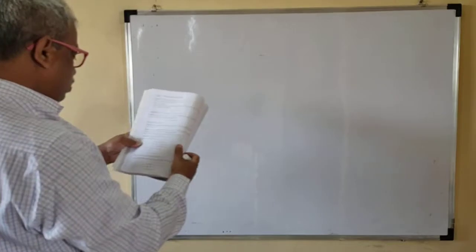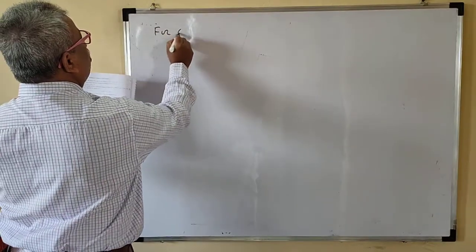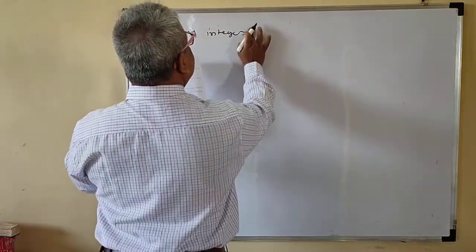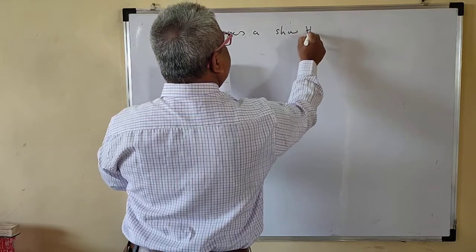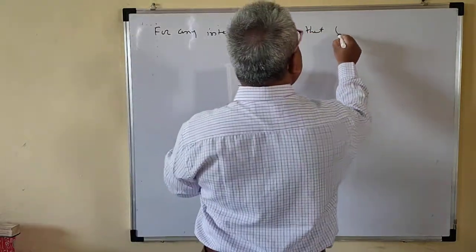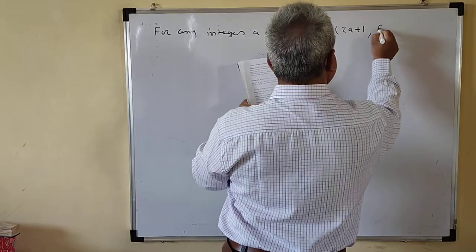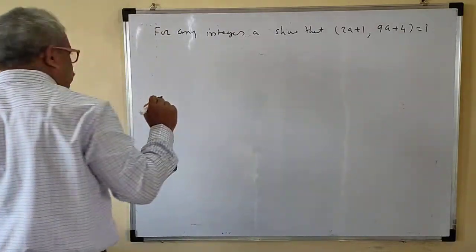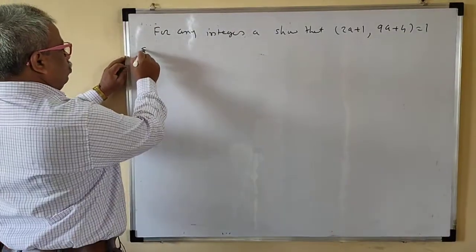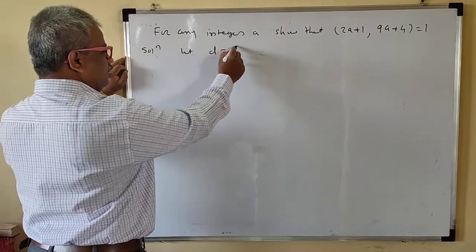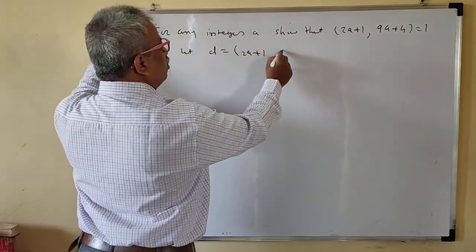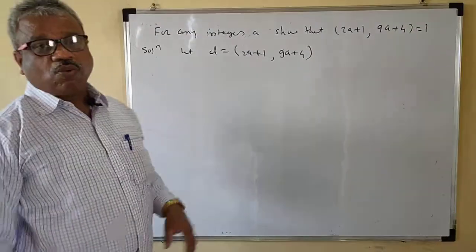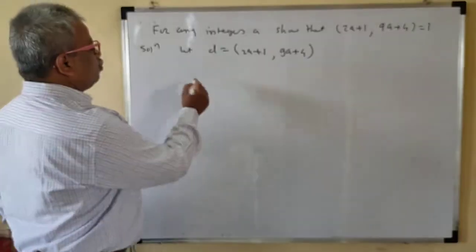We'll take the next one. For any integer a, show that GCD of 2a plus 1, 9a plus 4 is equal to 1. Okay, solution. Let D be the GCD of 2a plus 1 and 9a plus 4. What do I have to prove? The value of D is 1.